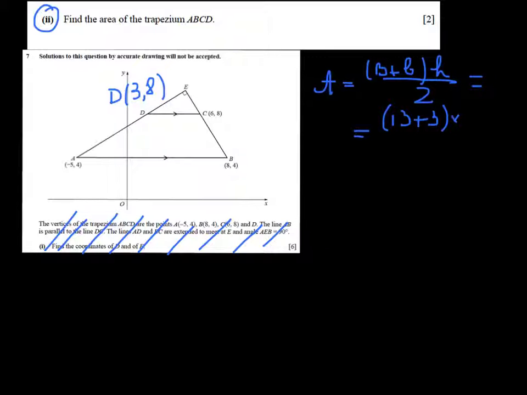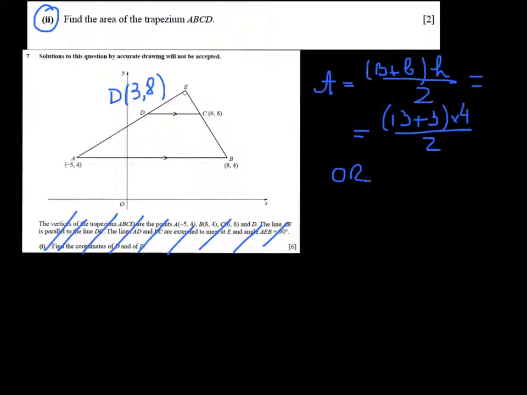The last question asks to find the area of the trapezium ABCD. We can do this in 2 ways, either using the formula area equals big base plus small base times height divided by 2. So we get 13 plus 3 times 4 divided by 2.